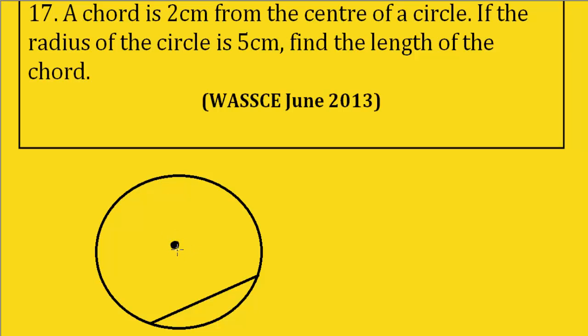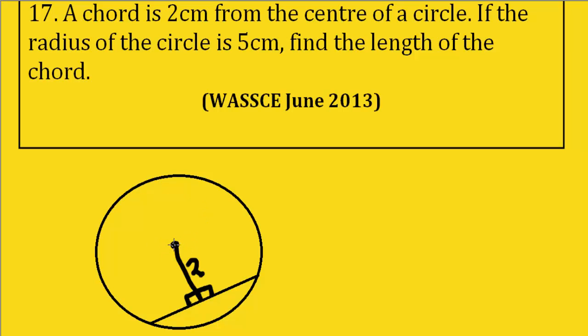And you can take that distance to be the perpendicular distance. That is, if I draw a line from the center to the chord, they're telling me that this has a length of 2 centimeters. And I'm saying that's a right-angled line. That line makes a right angle with the chord. We've only been told that the radius of the circle is 5 centimeters.